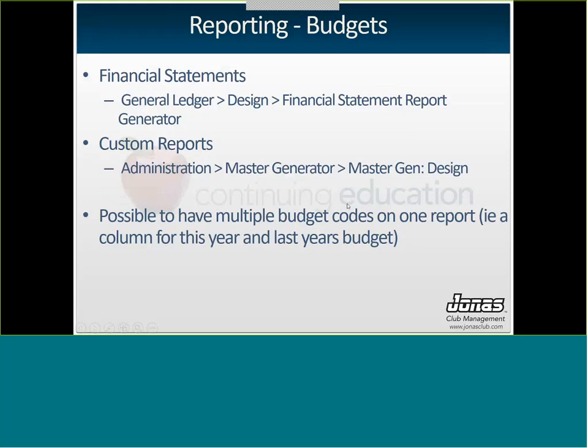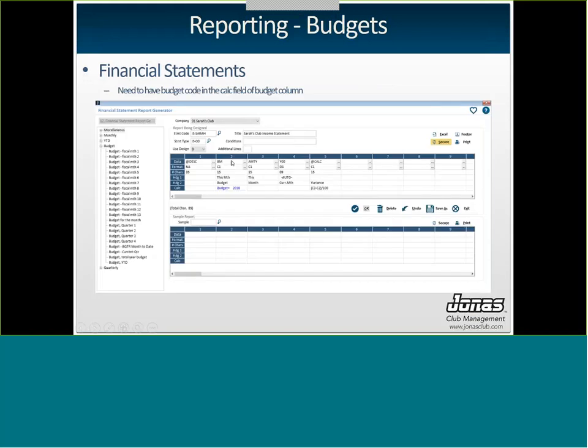You can also include your budget code in 2 different reports. You can include it in your financial statements. You can also include it in any custom reports you build in the Master Generator program. And you can also have multiple budget codes on one report. So on your financial statement, you could have a column for this year and a column for last year because you're choosing the individual code that populates that column. Same with the Master Generator program.